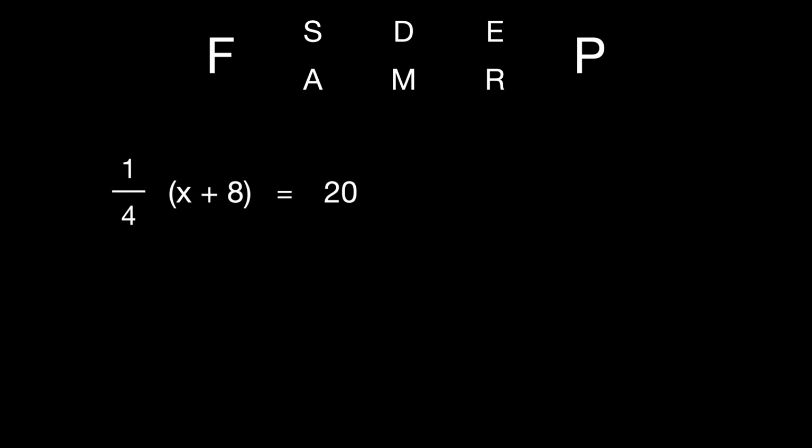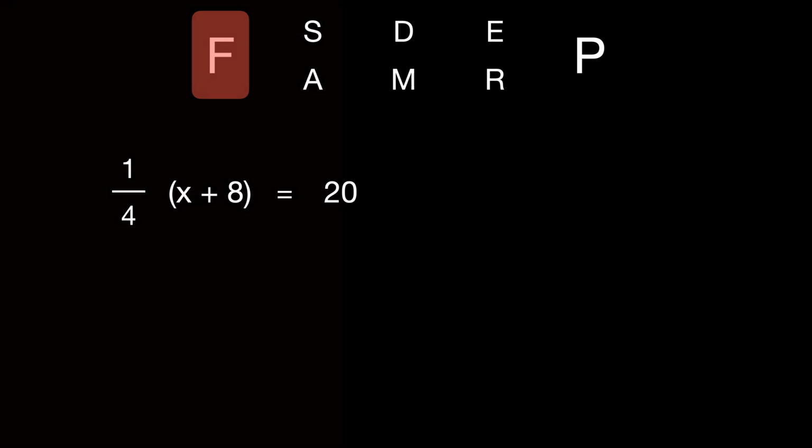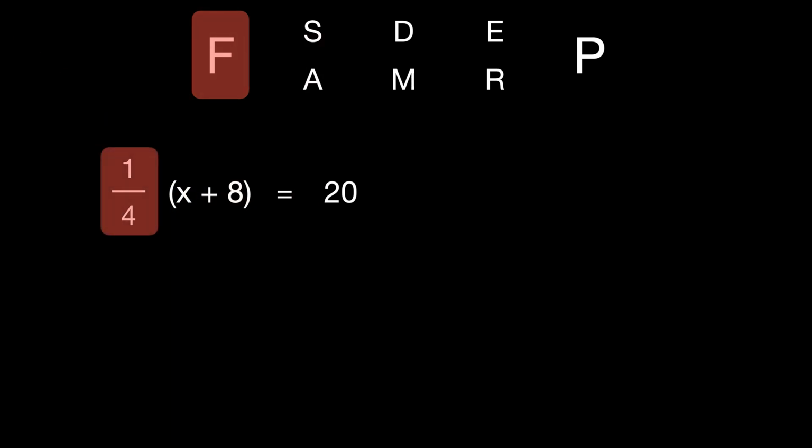Let's start off with an equation right here, and we have to figure out what x is. First, let's cancel out the fractions. Locate the fractions, if there are any. There's a fraction. We're going to cancel that out by multiplying by its opposite. The opposite of 1/4 is 4/1. When we do that, that cancels out the fraction. But remember, we have to do that to the other side as well.